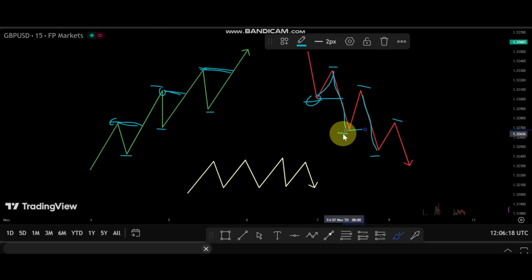As you can see, the market is always creating a low that is lower than the previous low. This low is lower than this low. This low is lower than this low. This is what causes lower lows and lower highs.